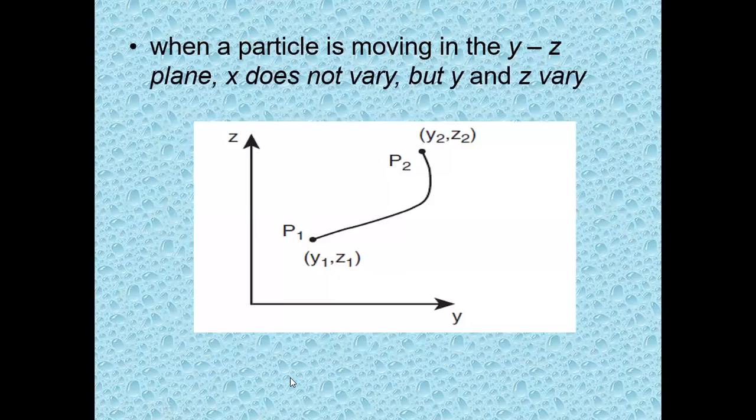Now here you can see a diagram which is representing the y-axis and z-axis. Now this is the position of the particle initially. Now the particle is moving in this line. Here, out of three coordinates, the x coordinate is not varying. Only the y and z coordinates are varying.